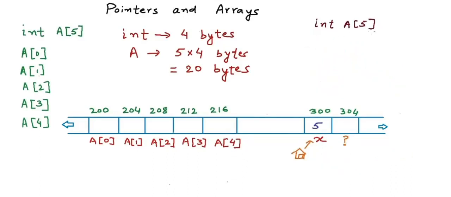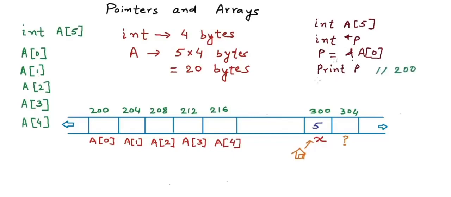But for this integer array A, let us say I'm writing the same integer array here on the right, which is located at address 200. If I declare a pointer to integer p and store the address of the first element by putting an ampersand operator in front of A0, then printing p would give us, in this scenario, the output 200, and printing asterisk p would give us... But before that, let's say we have these values in the array. Let's fill up some values in the array.